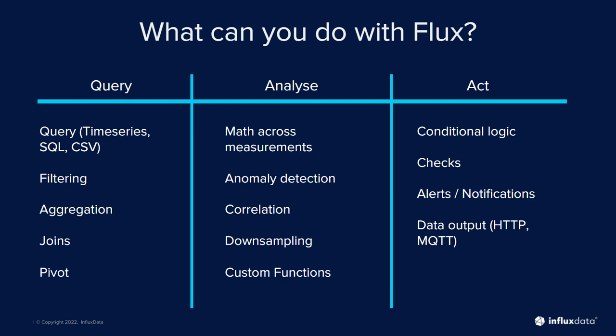You can filter your data, join data, change the shape of your data, pivot data. You can also analyze your data. You can perform anomaly detection, apply different statistical functions to your data as well, like correlation, for example. You can downsample your data, create custom functions. You can even act on your data. You can create conditional logic and HTTP packages to create actions on your data. You can create checks and notifications and send those notifications to third-party endpoints like Slack, or write data out with HTTP or MQTT as well.